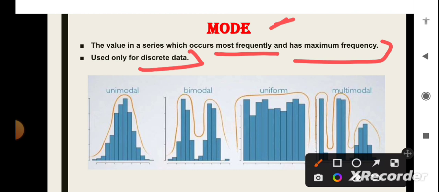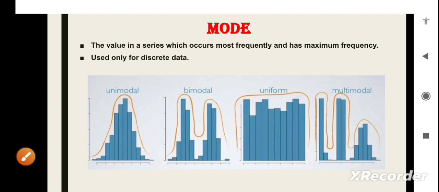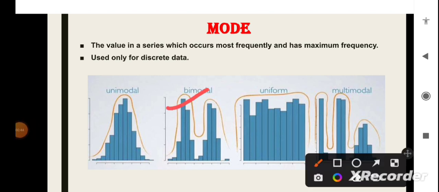On the basis of the number of modes, the distribution can be unimodal, that is having a single mode, bimodal, that is having two modes, and multimodal, which is having more than two modes.